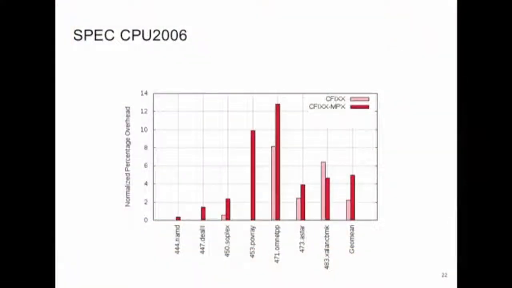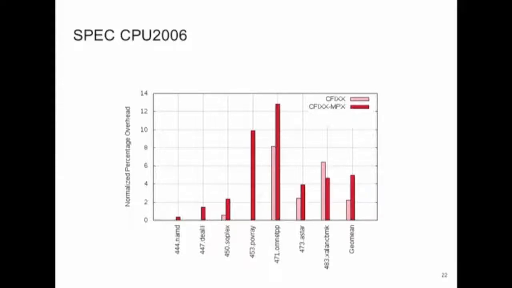Okay, so performance results time. On the x-axis, you can see the 7 C++ SPEC benchmarks. We got all of them to run, which is not necessarily the case for compiler-based defenses. There's often one or two missing for engineering reasons. And then on the y-axis is the percent overhead. So we're showing two different results here.